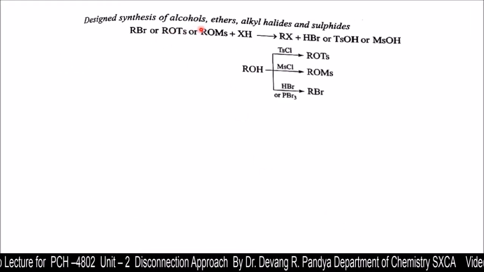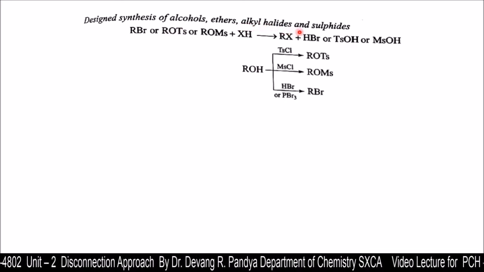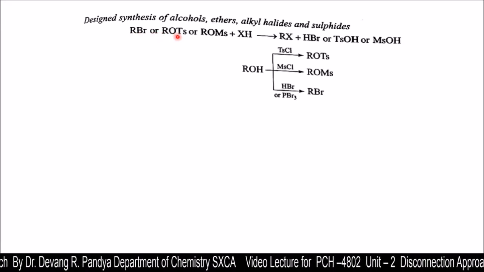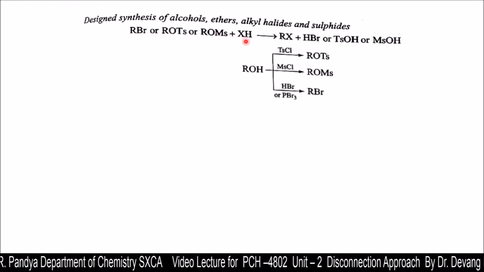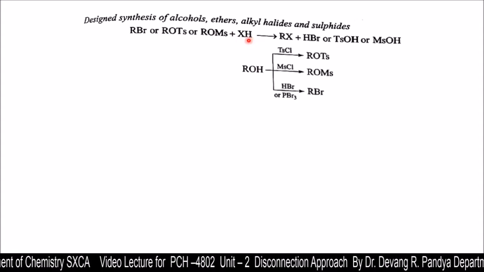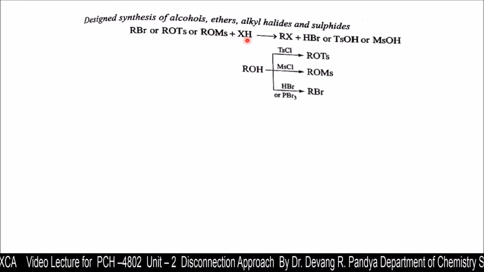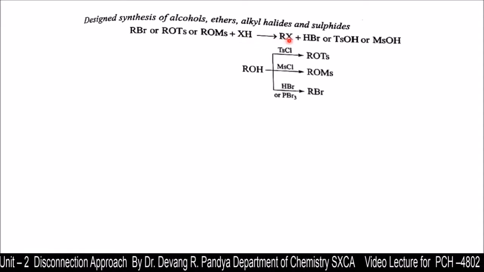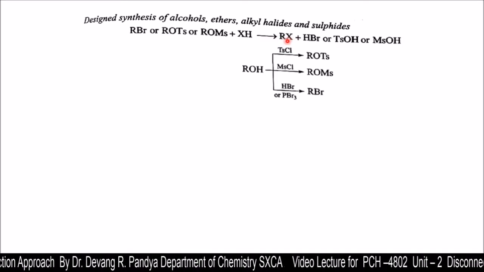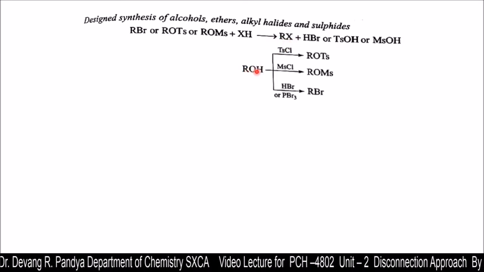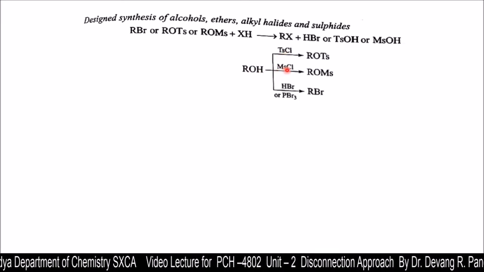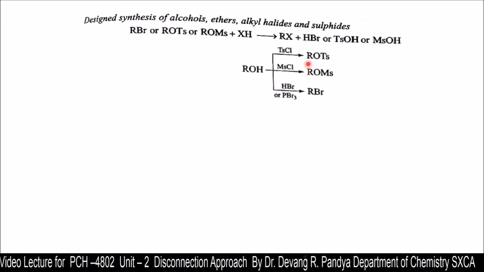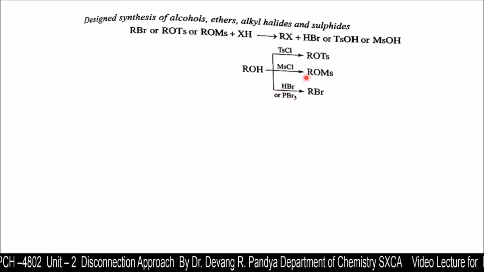Now the desired synthesis of alcohol, ether, alkyl halide and sulfide. So we have this RBr or R-tosyl oxide or mesylate that is treated with this synthetic equivalent, that is XO. X is a heteroelement, which is going to give us RX, that is our alkyl halide. Alcohol is treated with tosyl chloride or mesylate, or treated with HBr in presence of PBr3. We're going to get these 3 reagents.